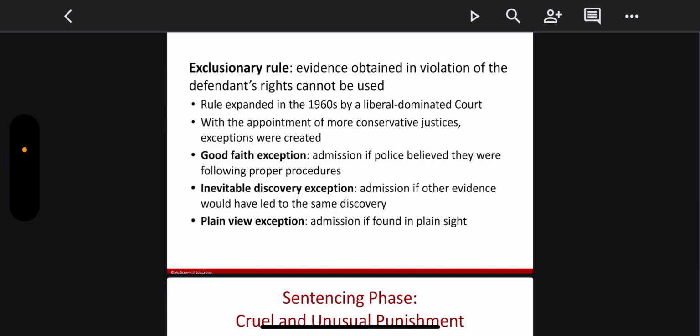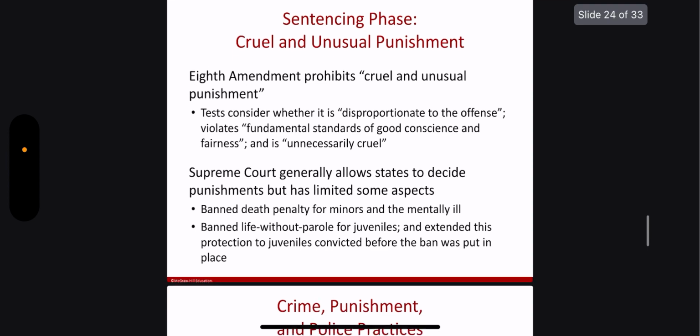And so one of the exceptions is called the good faith exception. Okay, this basically says police believe they were following proper procedures, so maybe they didn't know that they didn't actually have a warrant, or the warrant wasn't signed, or they thought they were just doing the right thing. Then inevitable discovery, basically if other evidence would have led to this same discovery, that's going to be allowable. And then plain view, basically admission if it is found in plain sight.